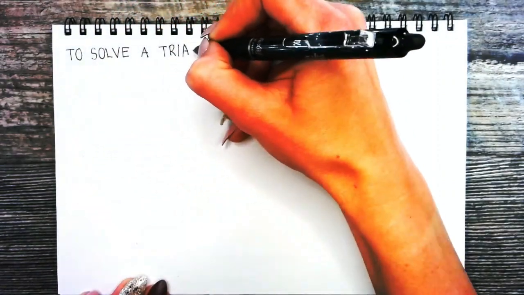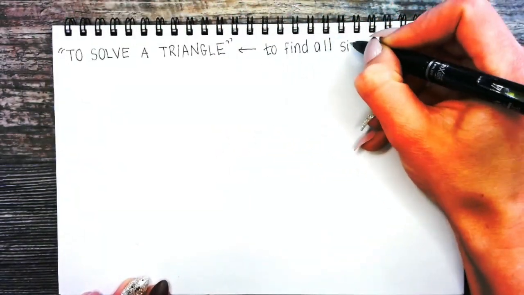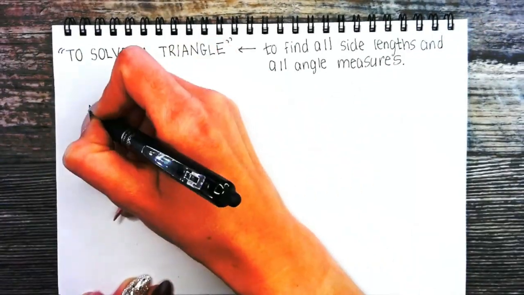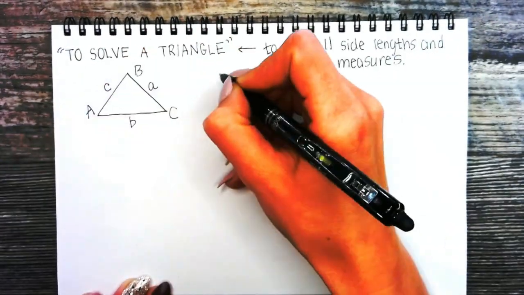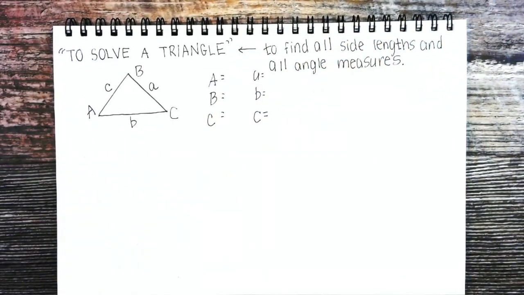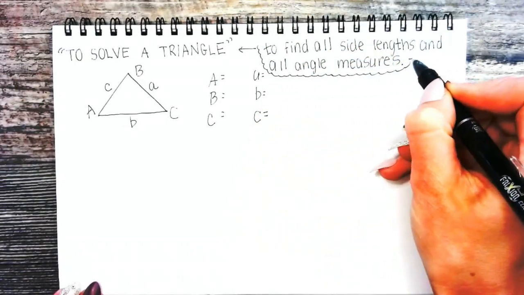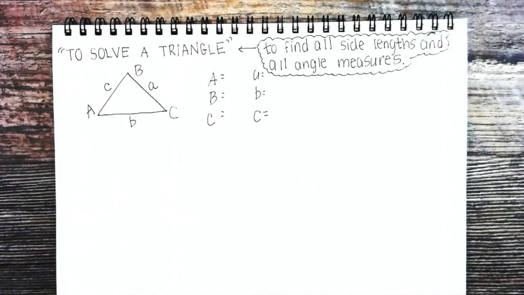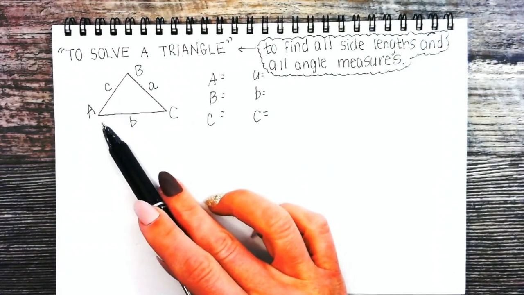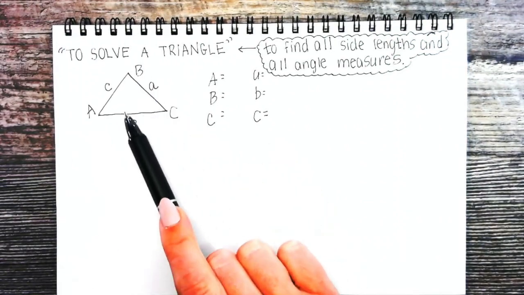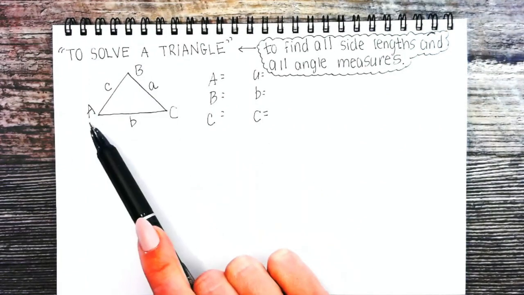To solve a triangle means to find all side lengths and all angle measures. So here we've drawn another triangle using A, B, and C for both the angles and the sides, capital letters for my angles or vertices, and lowercase letters for the sides opposite each of those angles. If I were to successfully solve this triangle, I would be able to tell you what the angle measures of A, B, and C are, and I would be able to tell you what the side lengths of A, B, and C are as well.